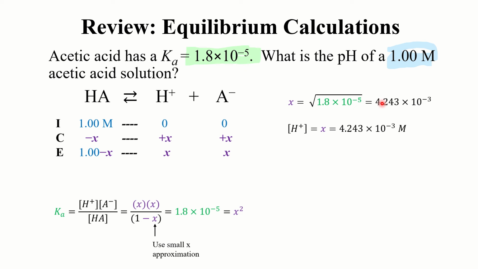So on these problems, very similar to the ICE problems you saw at the end of Unit 2, once you solve for x, x will give you the concentration of H plus, or H3O plus to be more specific. So here, H plus equals that x value, 4.243 times 10 to the negative third molar. And finally, we can calculate the pH by taking the negative log of the H plus concentration. And our final answer is 2.37.